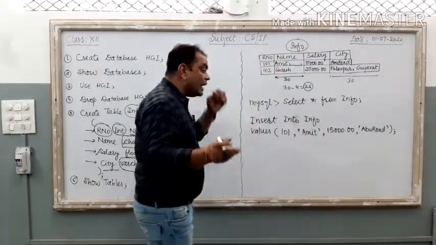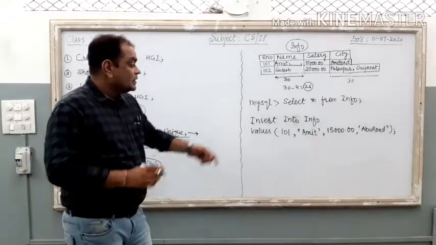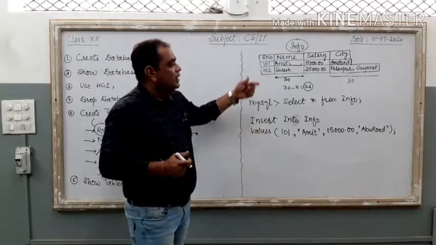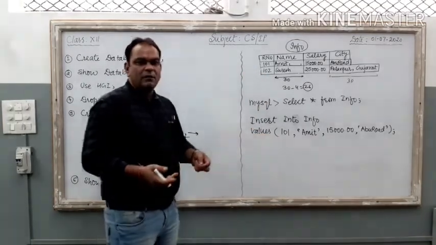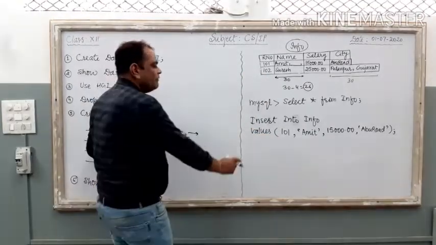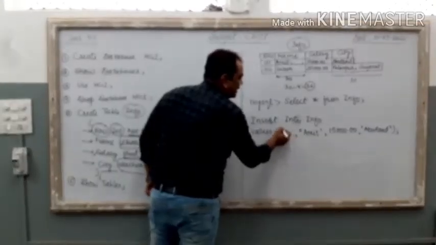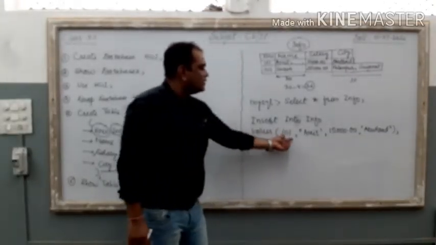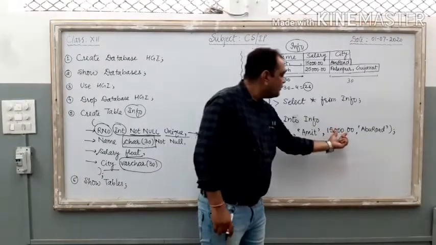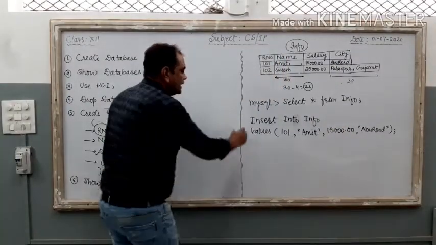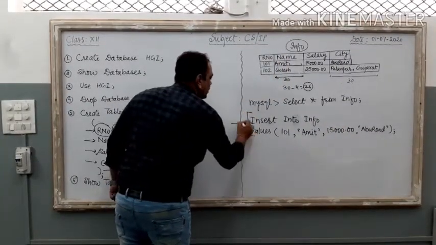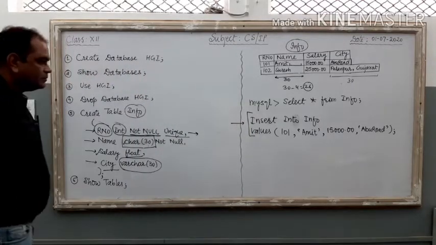Now, if you want to insert a direct value or integer value, or we can say float value, then we need not write the inverted comma here. So 101 direct, 15,000 direct. So it is the very first format of this insert into command.